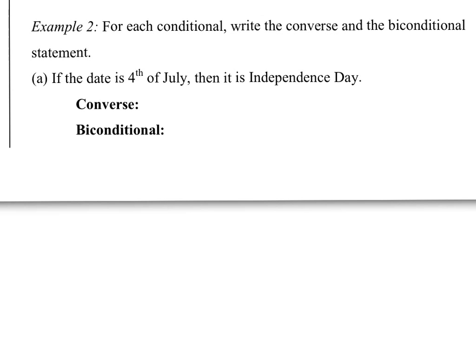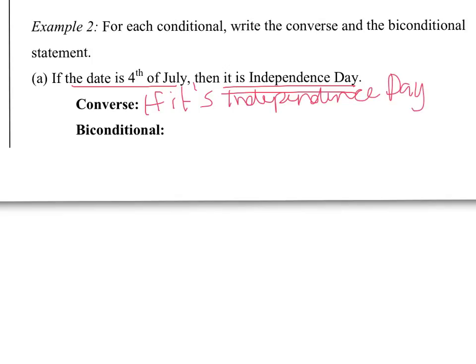Okay, so this time we're doing the same process, but instead of them giving us the biconditional and us telling the conditional, now they're giving us the conditional. We're going to do the converse, and then we're going to do the biconditional. So if the date is 4th of July, then it is Independence Day. So let's do, here's our hypothesis and conclusion. So now we're going to flip that for converse. If it's Independence Day, then it's 4th of July.